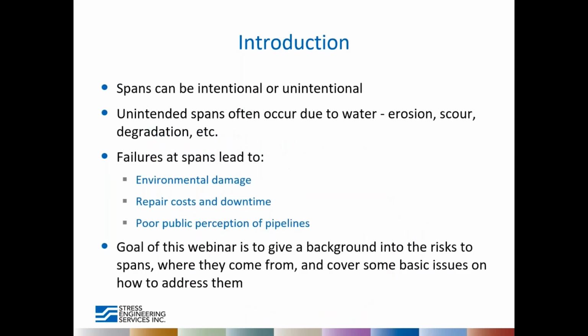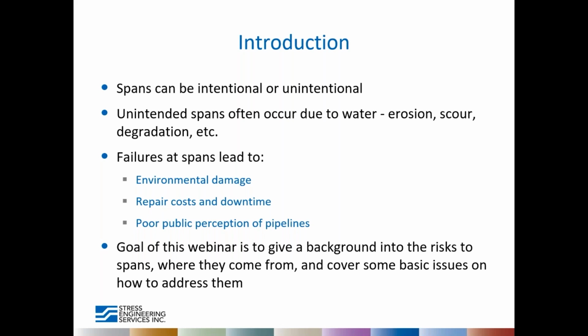So spans could be either intentional or unintentional. For intentional spans, sometimes designers take the shortest path across a ditch, which is a span. Unintended spans, on the other hand, are almost always caused by water. And failures of spans can lead to environmental problems. Since spans are usually caused by water, it means that you can dump hydrocarbons into water. Of course, they're going to lead to expensive costs for repair and downtime.